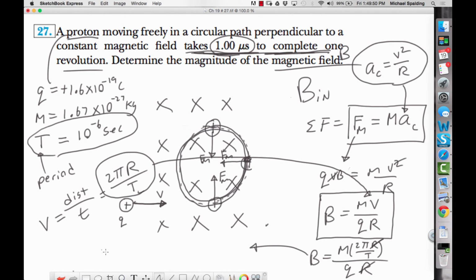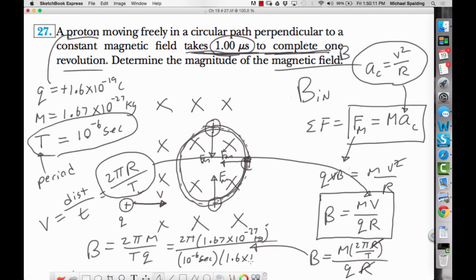I'm going to come over here. So now we got B equals 2 pi m over period times charge. So you go 2 pi, mass of a proton is 1.67 times 10 to the negative 27 kilograms, period is 10 to the negative 6 seconds, charge of a proton is 1.6 times 10 to the negative 19 coulombs. You punch that into your calculator, and it comes out as 0.0656. So the answer is B equals 0.0656 Tesla.